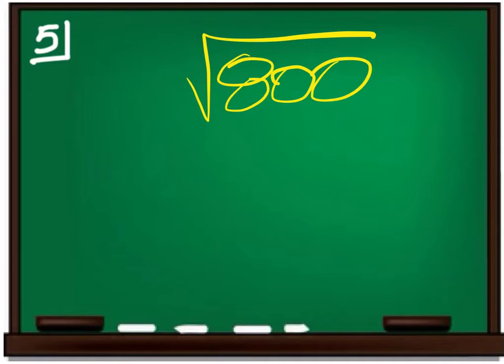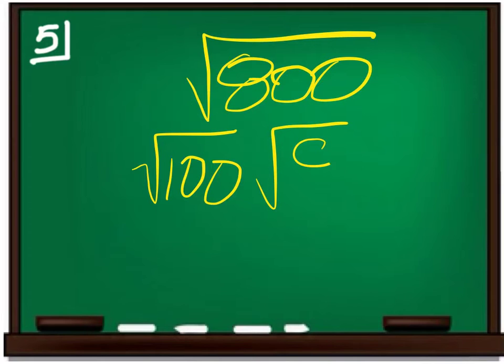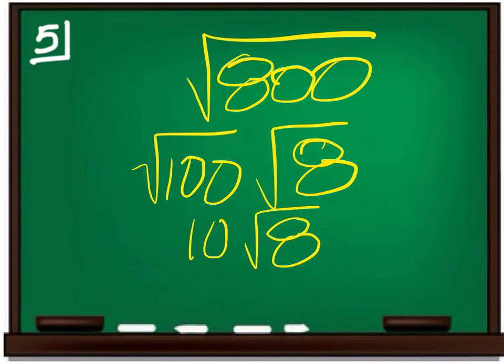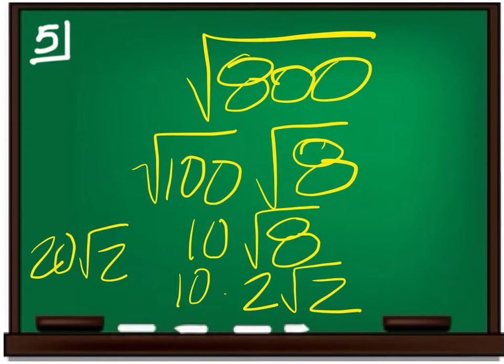I'll do it the way you did it. You broke it up as the square root of 100, square root of 8, which is 10 square root of 8. That's right, but you're not simplifying it completely. Remember that square root of 8 is 2 square root of 2. So the final answer is 20 square root of 2. What is the highest perfect square that could go into 800? It's 400. Yes, 400 is a perfect square.